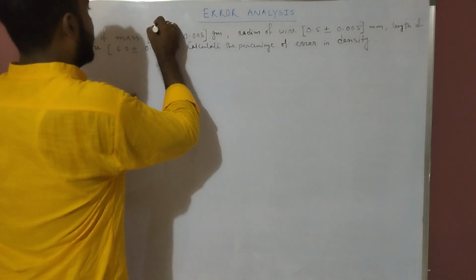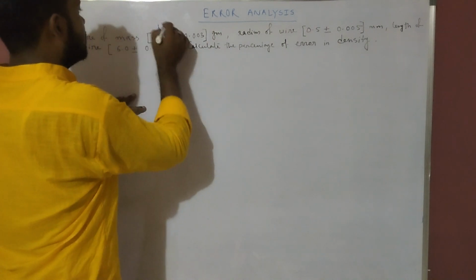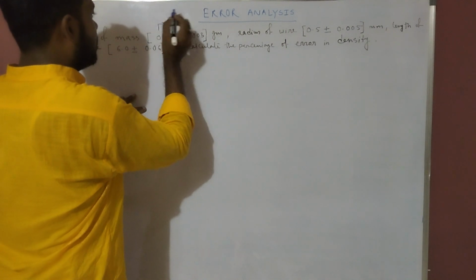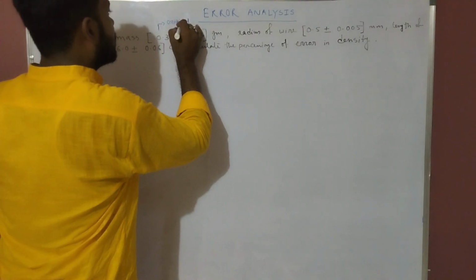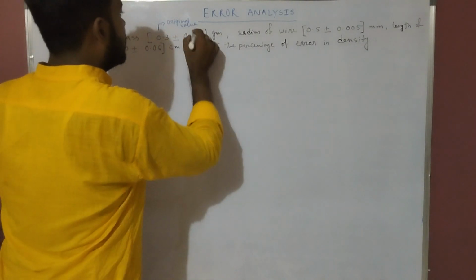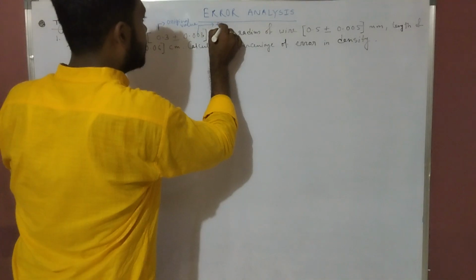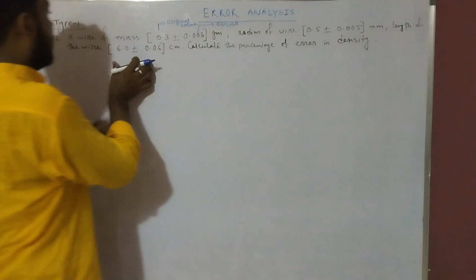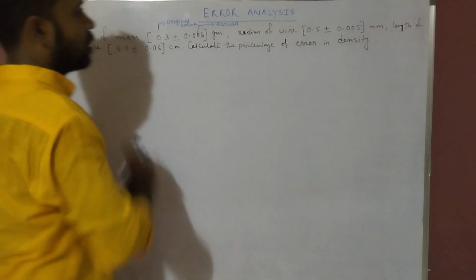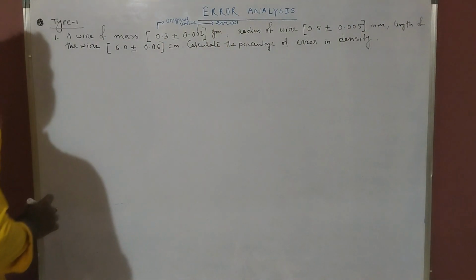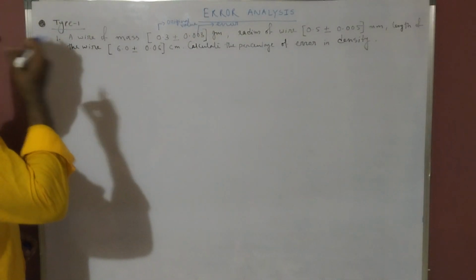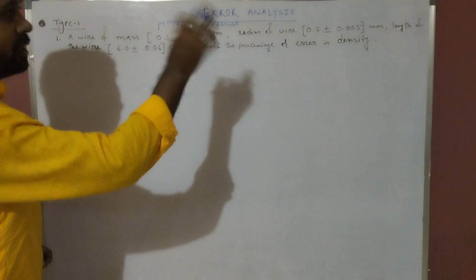This is the original value. This is mass. Mass means this is original value, and this is error. Here this is original value, this is error. This is original value, this is error. Next, I have to calculate percentage of error in density.